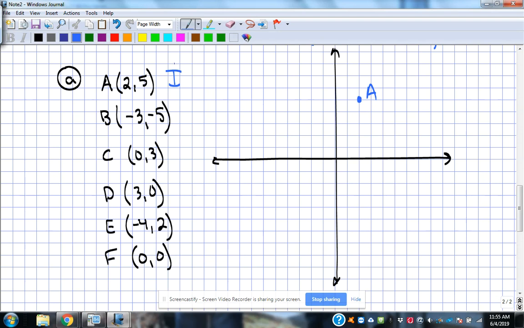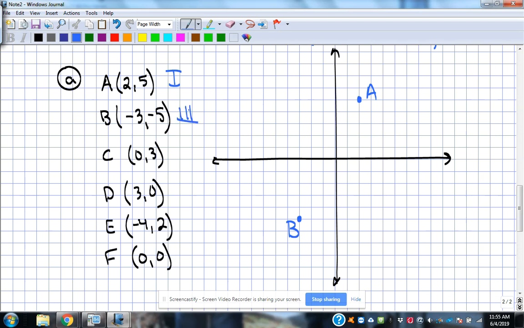Let's do the same thing for point B. So it's -3, -5. So I'm going to go to -3. So 1, 2, 3. And then go down 5 for -5. 1, 2, 3, 4, 5. And there's my point. Put the letter B beside it. What quadrant is that letter B in?